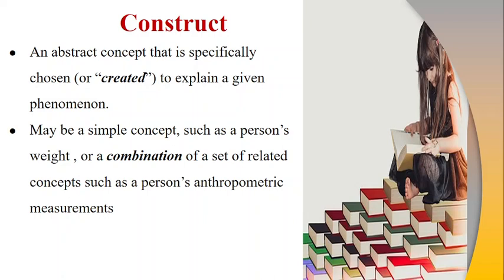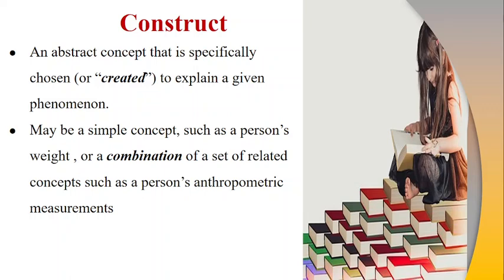Same way, King's theory of goal attainment is again an invented word. It is an invented or a created word from, say, two or three concepts you take together and then combine and form a new word, and that becomes a construct. Now, let us see an example.